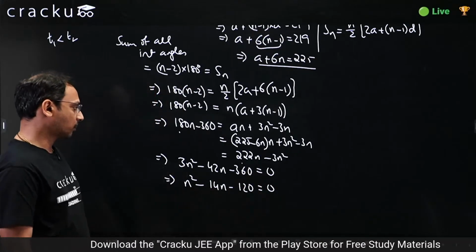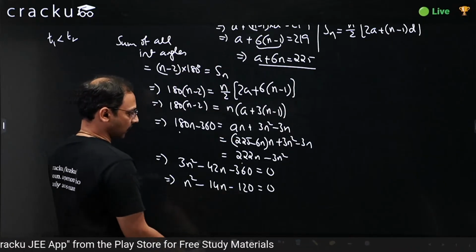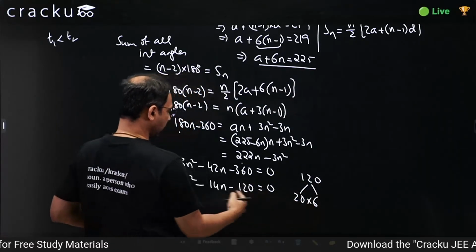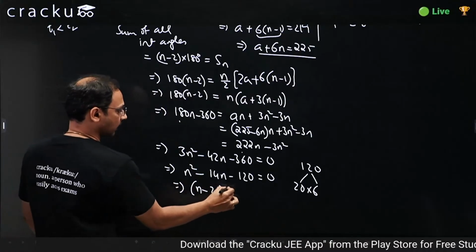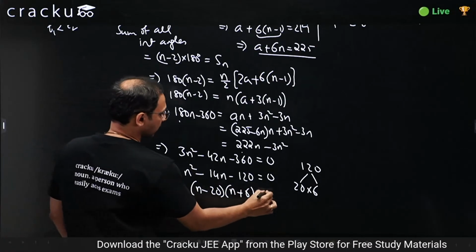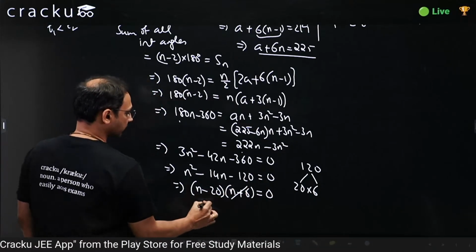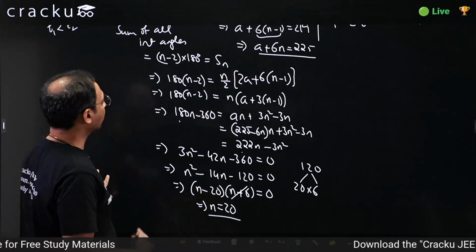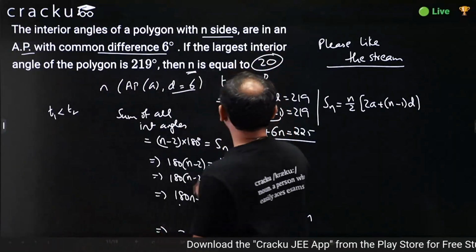So how do you split this into two factors? 120 we have a into c. 120 I can write as 20 into 6. Their difference is 14. So I can write this as n minus 20 into n plus 6 is equal to 0. Now n is the number of sides of the polygon. It cannot be negative. So the number of the sides of the polygon should be 20. So it's a polygon of 20 sides. So that is going to be the answer.